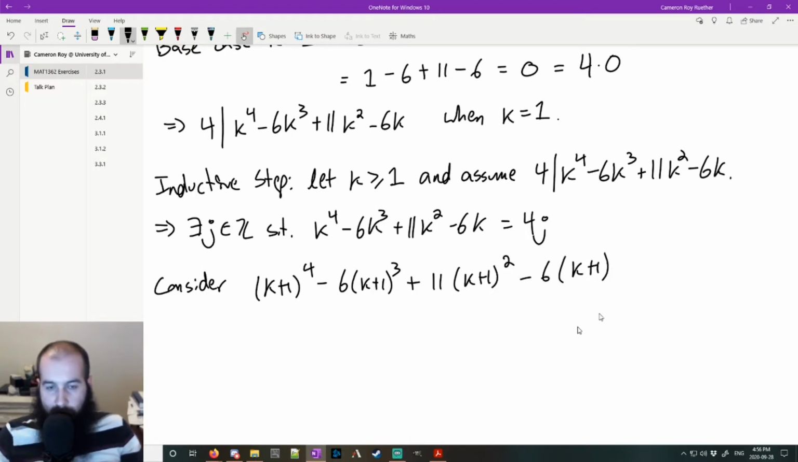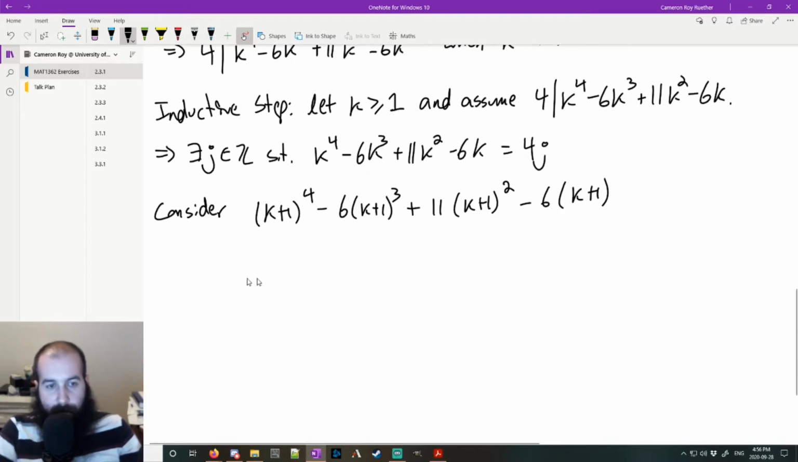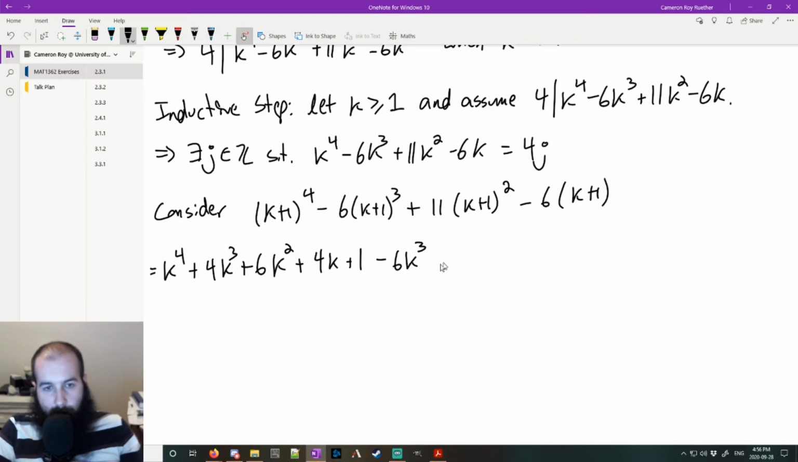Which is somewhat long-winded, but this is the expression we're considering, and we can expand all of this. This is the expansion of k plus 1 to the 4th. We get 6 times k plus 1 cubed, which ends up being this. Plus 11k squared, k plus 1 squared. And minus 6 times k plus 1.